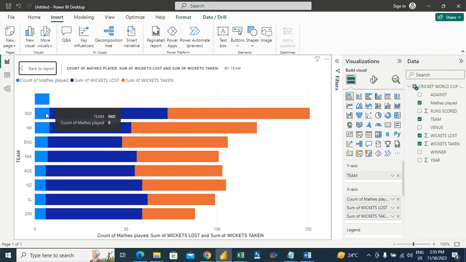Here we have this light blue, that's the count of matches played. The Indian team played 8 matches in 1983 overall. In those 8 matches, the Indian team lost 65 wickets, and in comparison to that, the dark blue shows the Indian team had taken 78 wickets in the entire tournament. So we lost fewer wickets and gained more wickets, which indicates that our batting lineup was also pretty good.